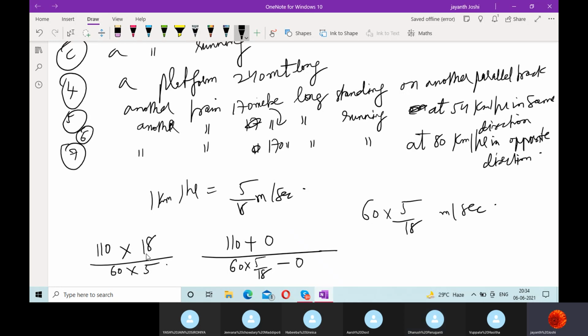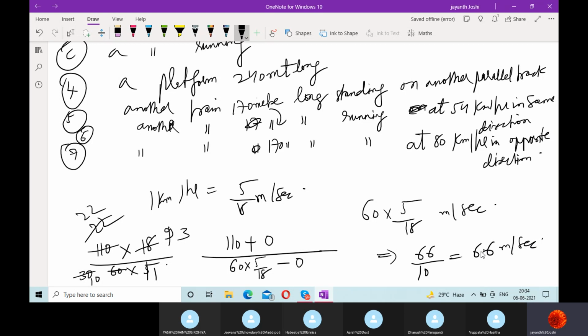6.6 seconds. 22. So why should we cancel? It is like 22 into 3, 66. 66 by 10, 6.6 seconds. All of you solve this. That one thing you should know, the conversion part. They will trick you like anything.